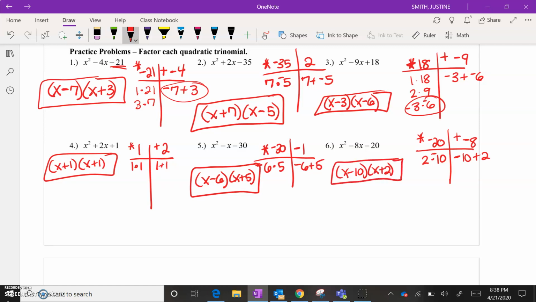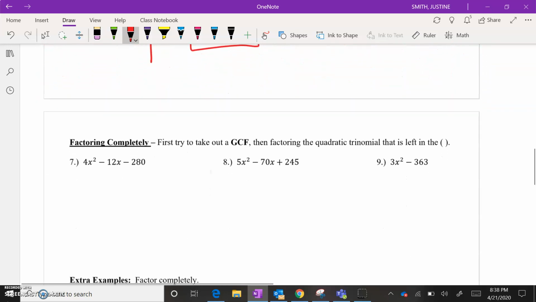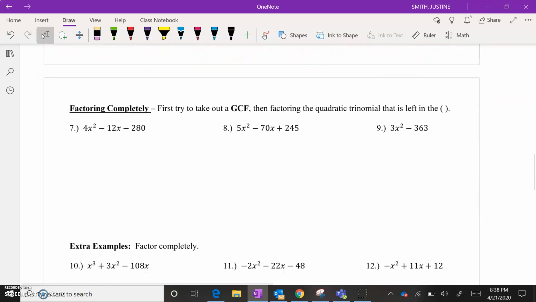Okay, so hopefully you're able to check these and get those correct. You also always want to look for GCF first because it's going to make it a lot easier. If you don't, you're going to have more trouble with these. So if there's a GCF, you first want to take that out.